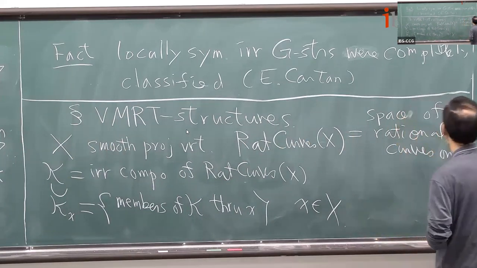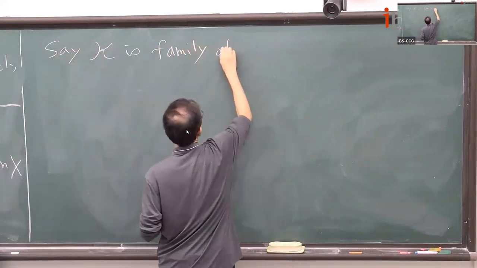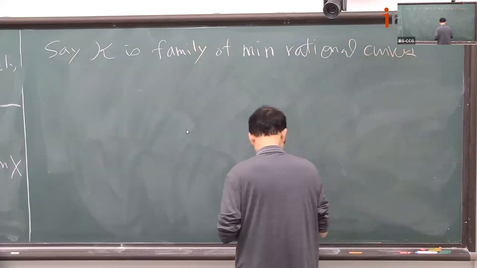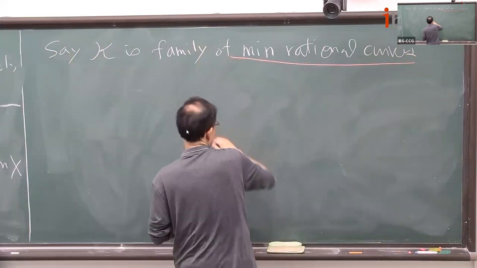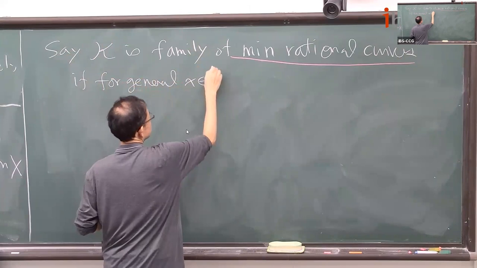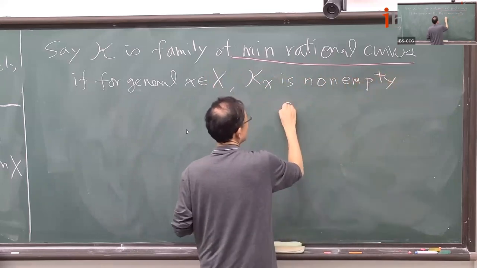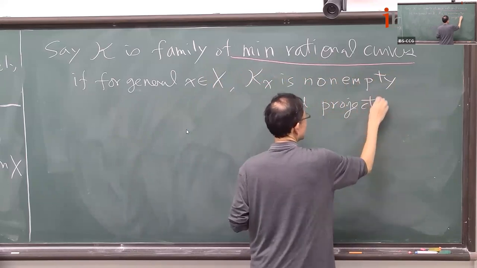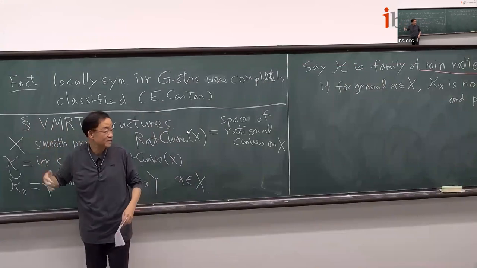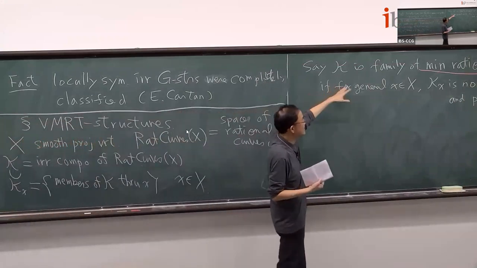And let's say that K is a family of minimal rational curves if, for general x, K_x is non-empty and projective. For example, if X is embedded in a projective space, and you have a family of lines covering X, then it is a family of minimal rational curves. So it's modeled on lines covering X.